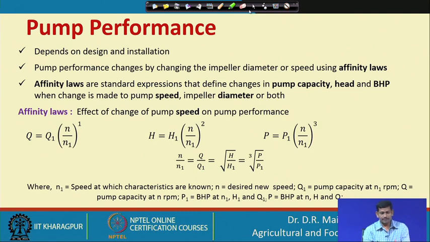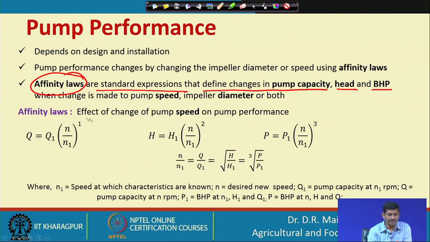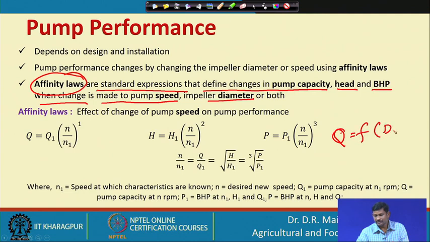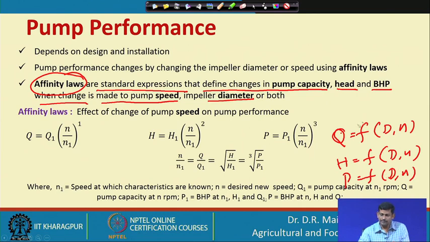This can really be studied by using the affinity laws. The affinity laws are the standard expressions that define changes in pump capacity, head and BHP, that is the power, when a change is made in pump speed and diameter. Here, the capacity, the discharge, is a function of D and N, H is a function of D and N, and P is a function of D and N. These laws are called affinity laws.